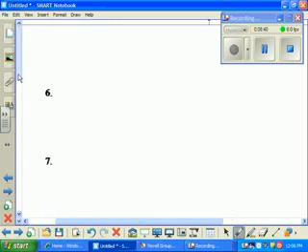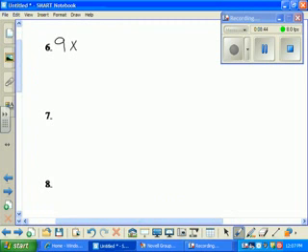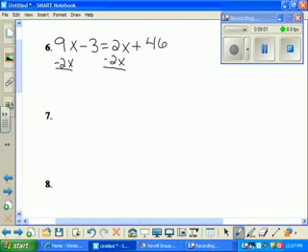Okay. 6. Nine x minus 3 equals 2x plus 46. First step. Subtract 2x from 9x. Good. So we get 7x minus 3 equals 46. Notice I'm carrying everything down every time I do it. I'm writing out everything.